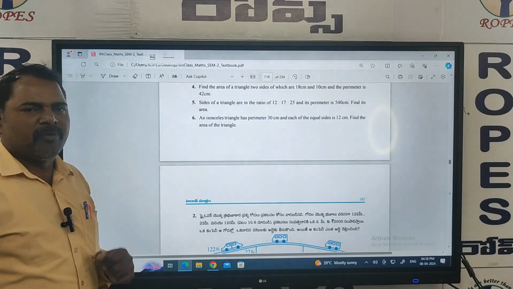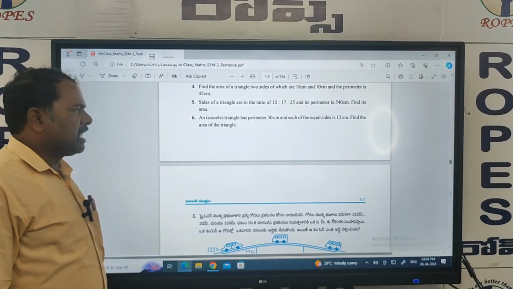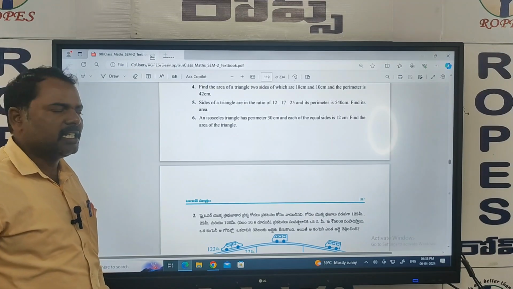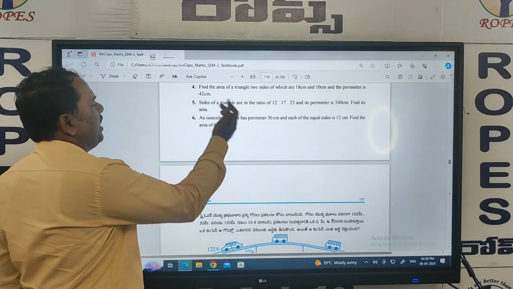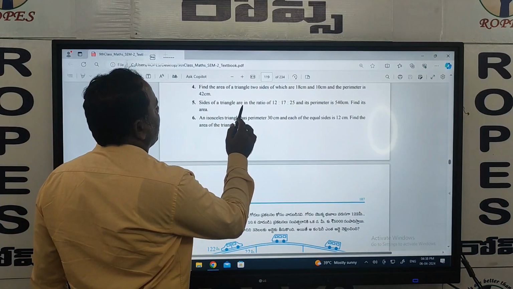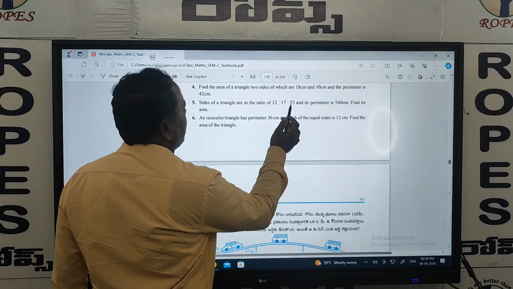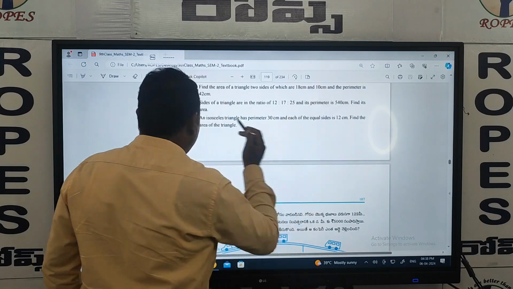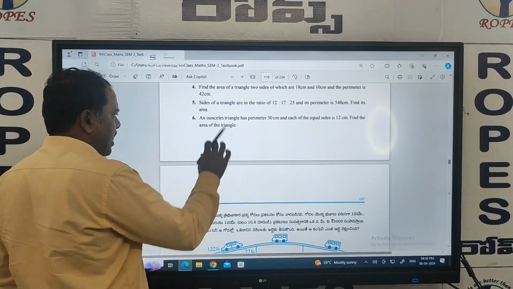Hi everyone, this is Sivkumar from Ropes Organization. In the 9th class, chapter number 10, Heron's formula. This chapter is important. In this one, question number 5: the sides of a triangle are in the ratio 12:17:25 and its perimeter is 540 centimeters. Find its area. Okay, very important question.